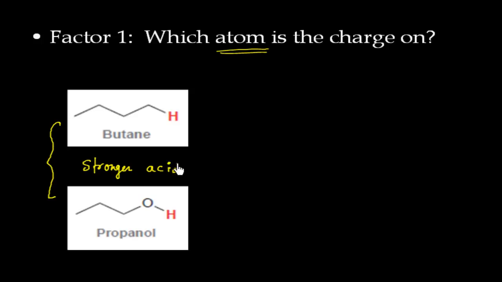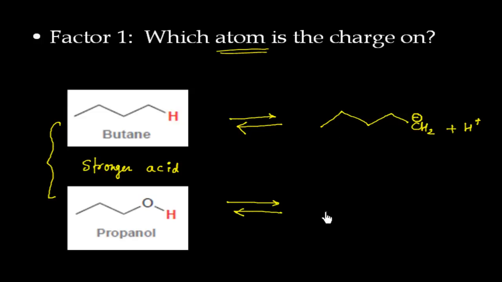The idea is the same. In both cases, we will lose H plus. If I lose H plus in this case, I will have CH2 here with a negative charge on carbon. In this case, if I lose H plus, I will have a negative charge on oxygen. So which of these two acids is a stronger acid? The same can be posed as looking at the stability of these two compounds: which conjugate base is more stable.